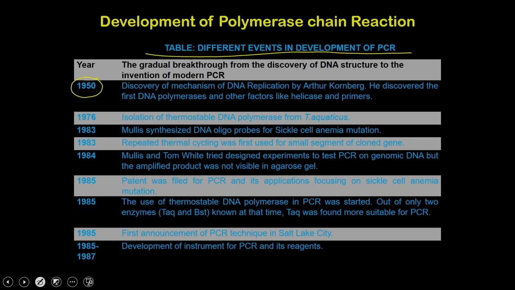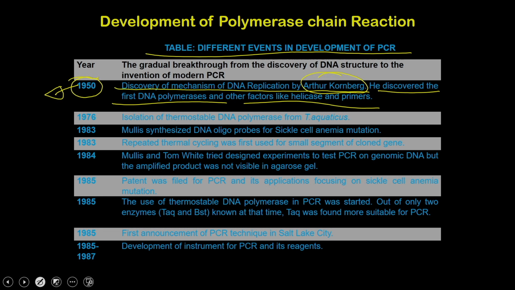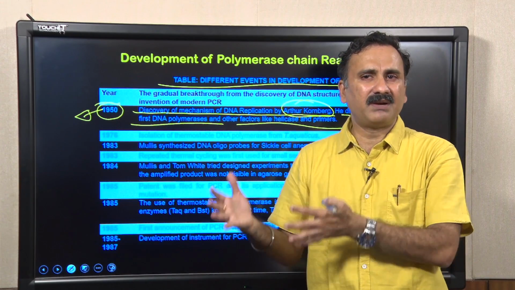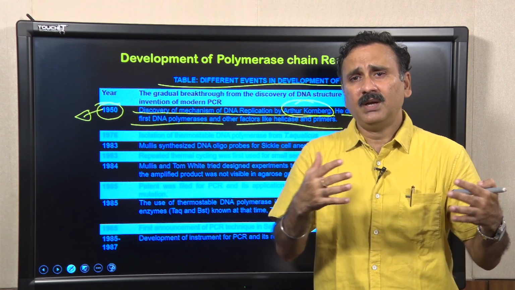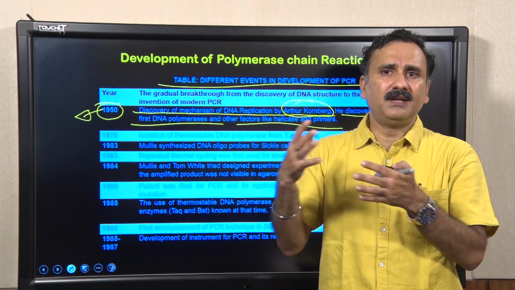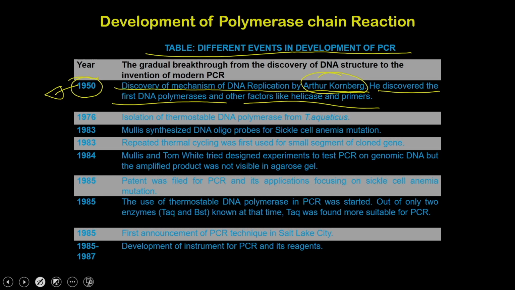In the 1950s, people discovered how DNA replication happens, and this was done by Arthur Kornberg, who discovered the first DNA polymerase and other factors like helicases and primase. So, in the 1950s, when Arthur Kornberg discovered the DNA polymerases as well as the mechanism of DNA replication, helicases and primases, that is how people knew that DNA is being replicated and that it requires an enzyme, and there is an enzyme. But what is the problem?